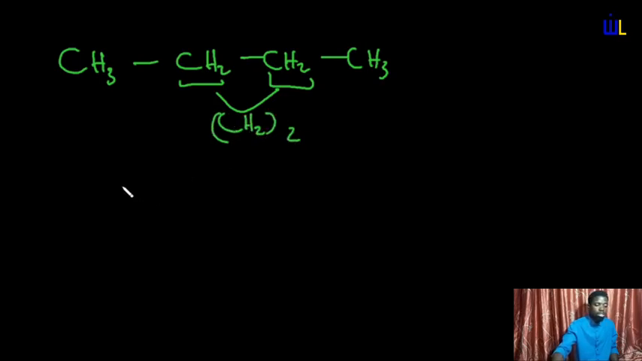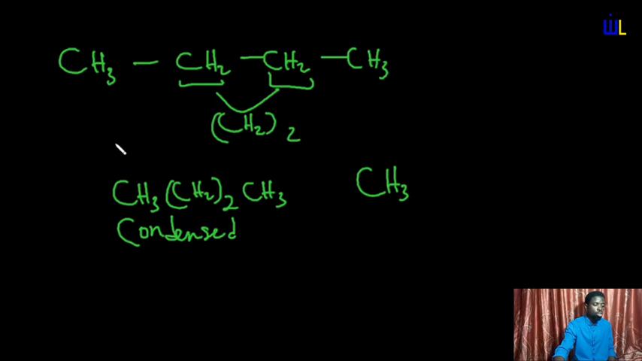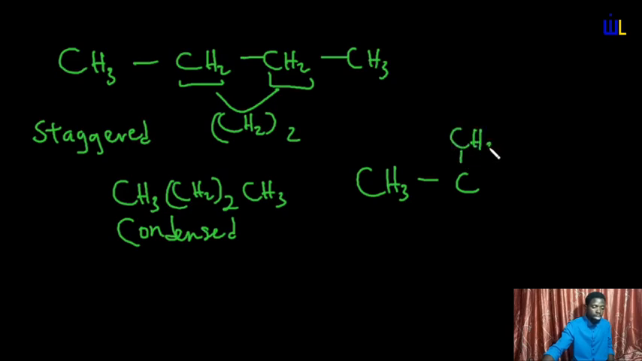So writing a condensed formula will now be CH3, CH2 times 2, and then CH3. This is the condensed formula. So condensed more or less puts common factors into brackets and then multiplies by its occurrence. So we'll notice that this particular one is the condensed formula or the condensed structure, while this is the staggered structure. Okay, so you have that.